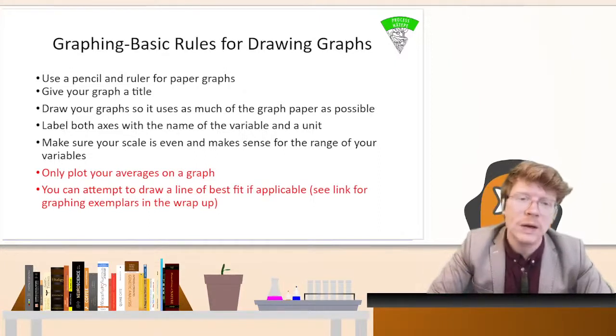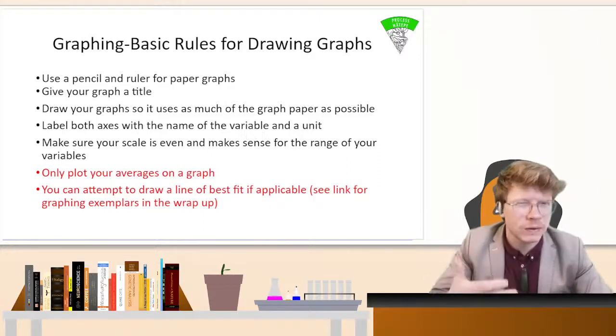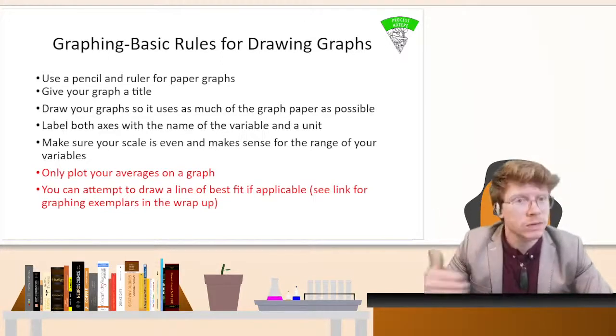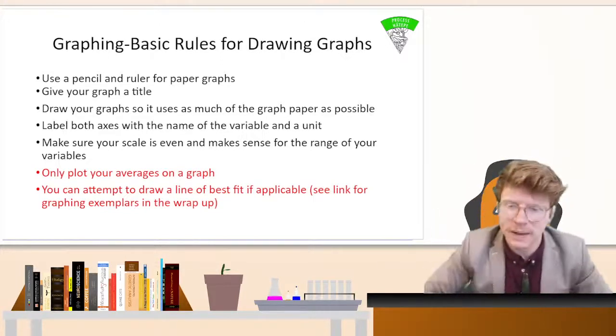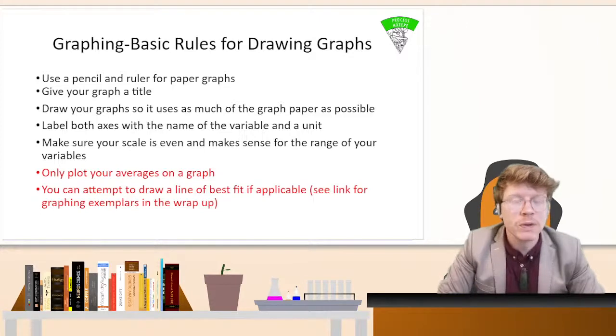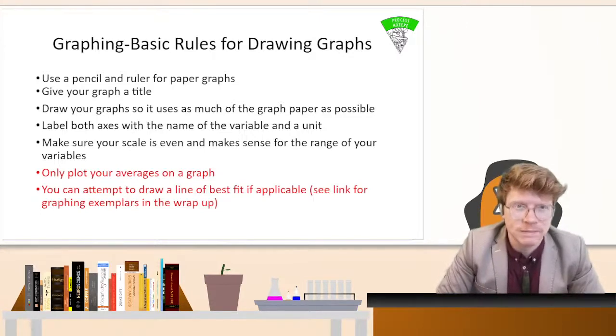Now, on our graphs, we only tend to put our averages. The point of a graph is to show how, on average, one variable affects the other, because there can be all sorts of little minor things that mean there's a difference around each point. And we also want to do a thing called drawing a line of best fit.